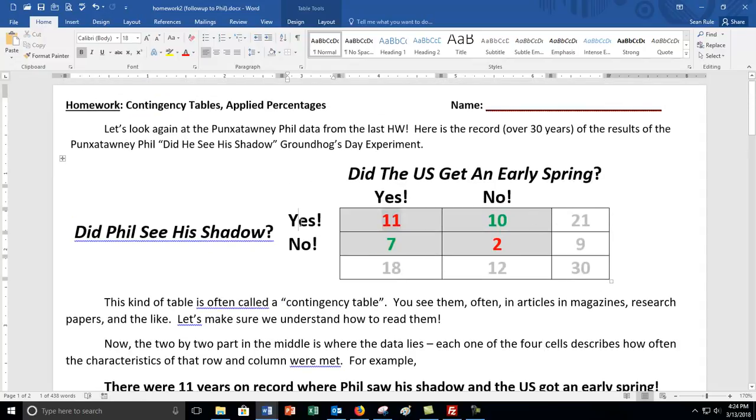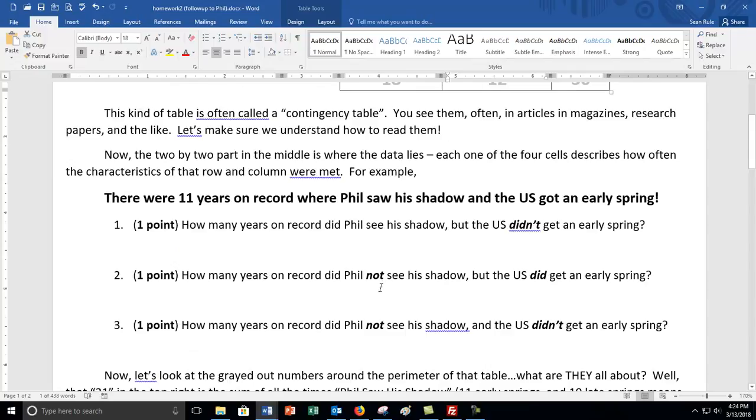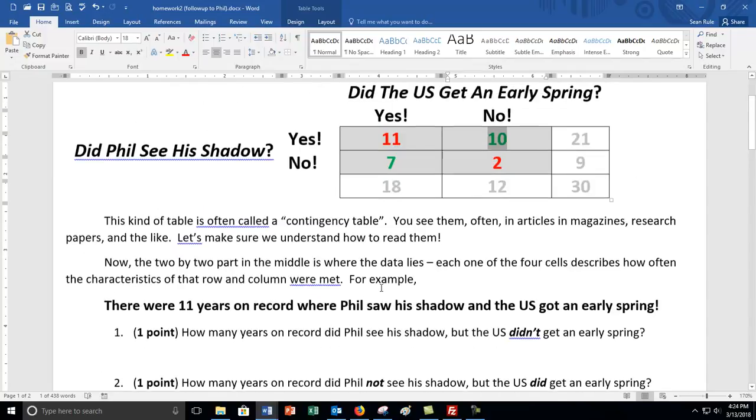We just answered that, right? Saw his shadow, yes. Didn't get an early spring, no. It's the intersection of this and this. That's 10. 10 years on record. How many years on record did Phil not see his shadow, but the U.S. did get an early spring?